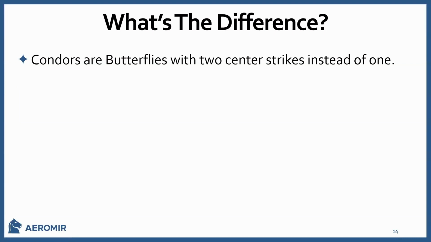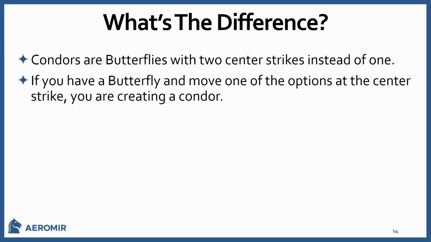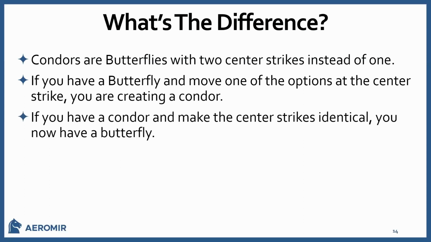So bottom line, what's the difference? Basically, a condor is a butterfly with the center strike split. So you have 2 strikes in the center instead of 1. So if you have a butterfly and you move one of the options at the center, now you're creating a condor. And that's like the narrow iron condor that Dan does. It's basically a butterfly, but you just take that center strike and move it 5 points away, and now you've got a condor, but it behaves a lot like a butterfly. And by contrast, if you have a condor and you make those 2 short strikes identical, you've just turned it into a butterfly.